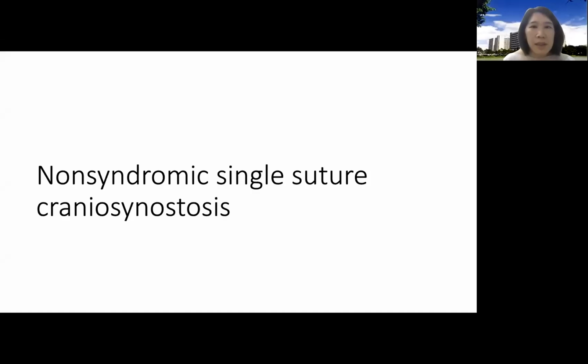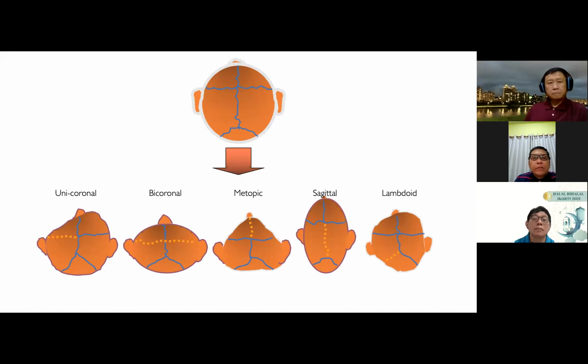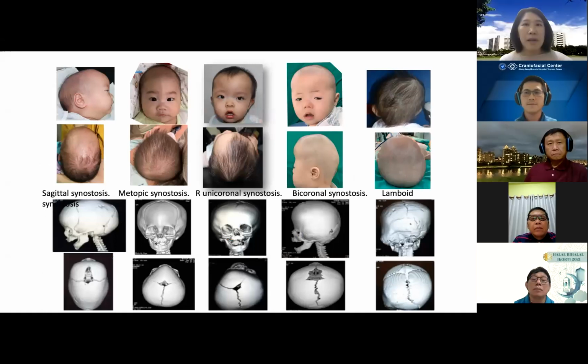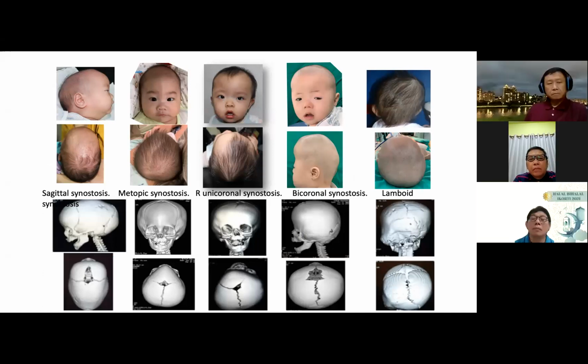Into talking about the non-syndromic single suture craniosynostosis. So the single suture craniosynostosis include the unicoronal, metopic, sagittal, and rhomboid. So that's the patient you could see from this slide, like different single suture synostosis, they have different characteristics.